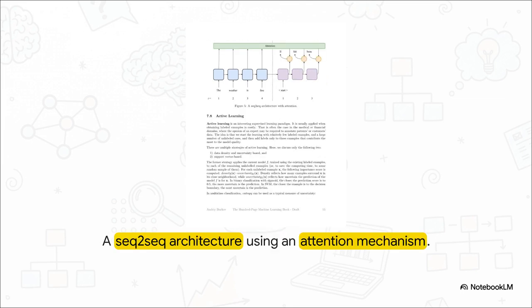But wait, what if the sentence is a paragraph long? That single final state becomes a massive bottleneck. You just can't cram all that meaning into one state. Enter the attention mechanism, those yellow nodes right there.